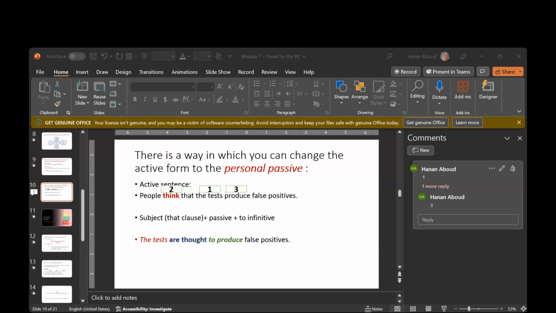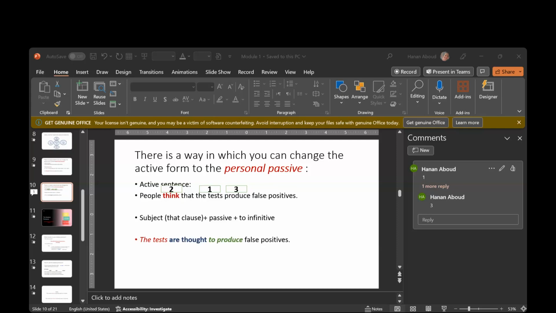Question number 4. The feedback ___ show that demand for user experience improvements has increased. So the feedback is expected to show. Is expected, passive, to show that demand for. Okay.